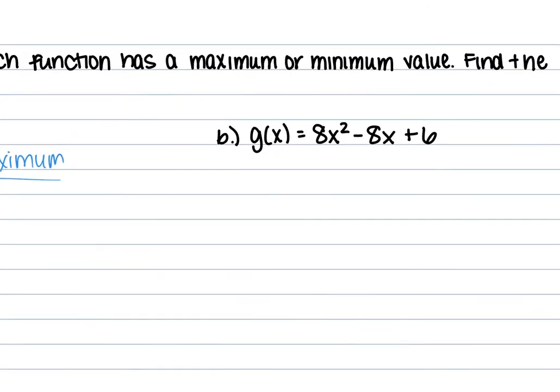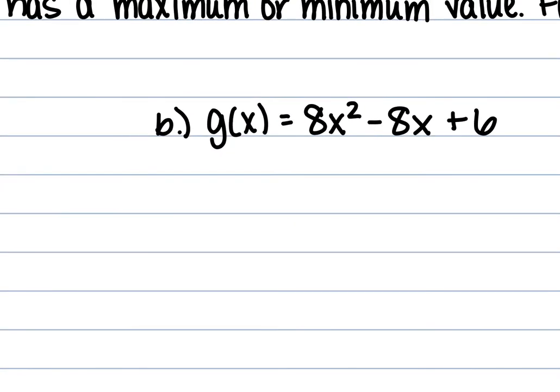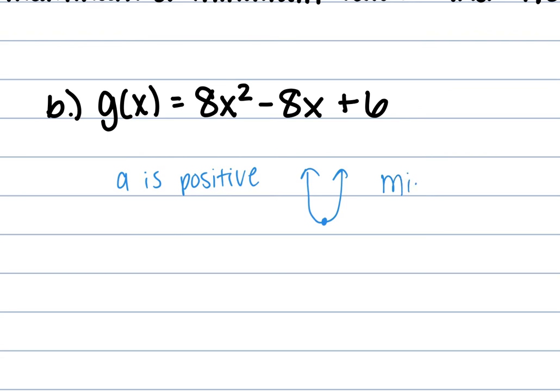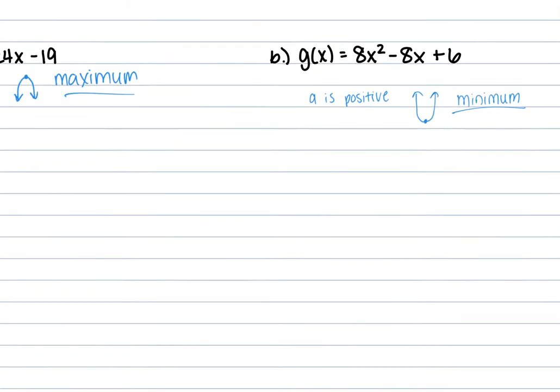Okay, take a look at the next one, B. Is A positive or negative? A is positive. What does that tell me about my graph? Janessa? Good, it's going to be a minimum because my graph is going to face like this. Do you guys see that? Draw a little vertex, and that will be my minimum. Cool? All right. Let's do C.